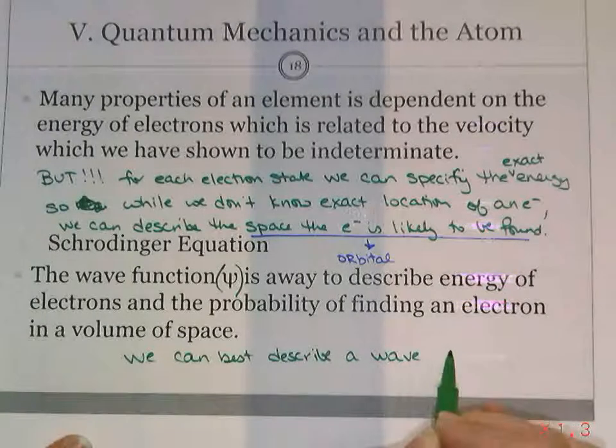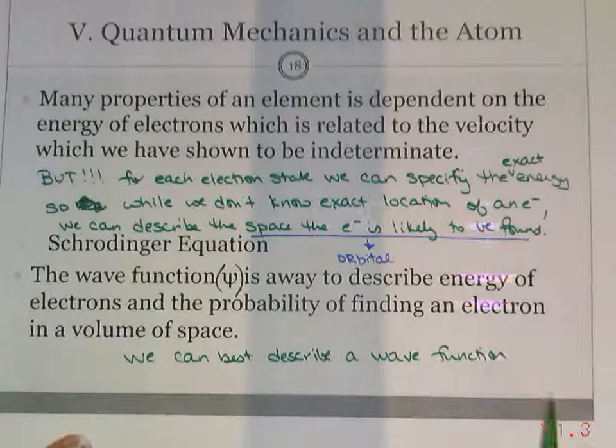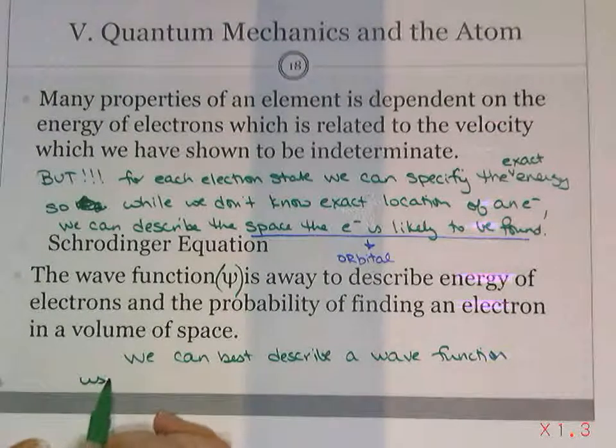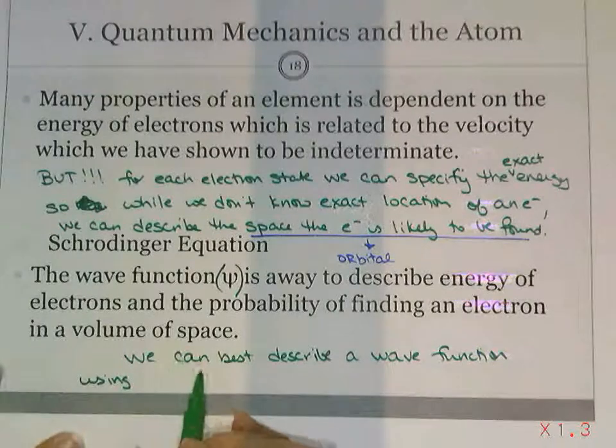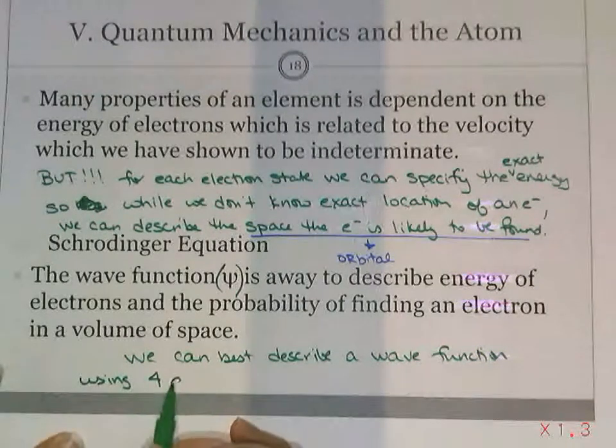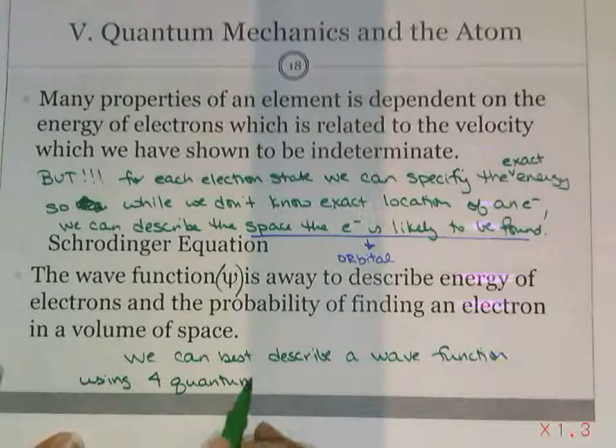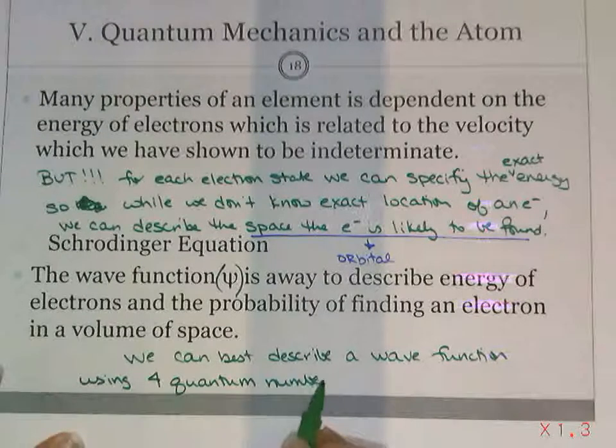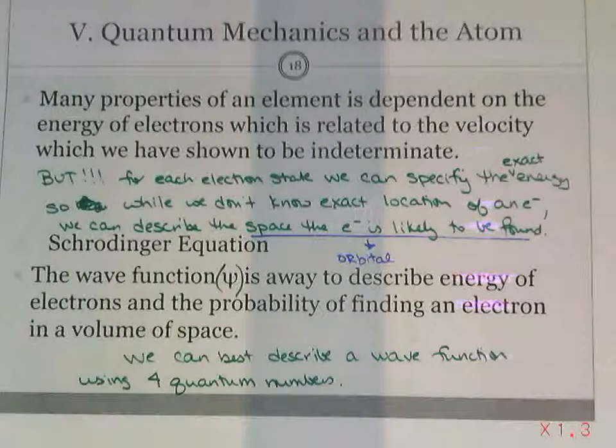So in this class, we're going to describe a wave function using four quantum numbers. And these four quantum numbers will just tell us approximate energy, approximate location, and likelihood of its spin state. So those four numbers will tell us just about everything about this electron.